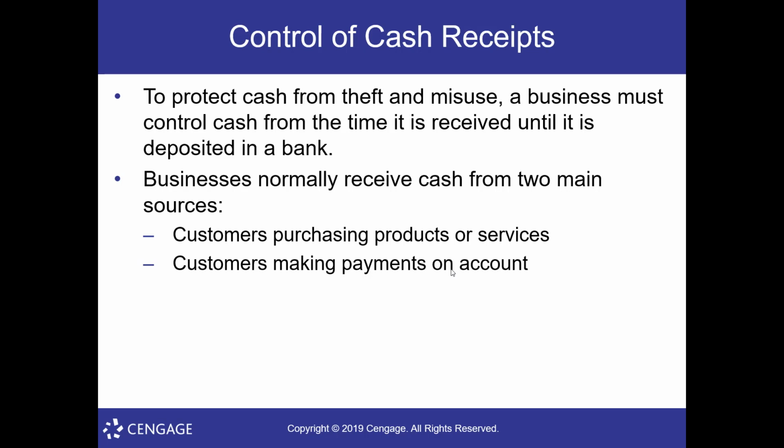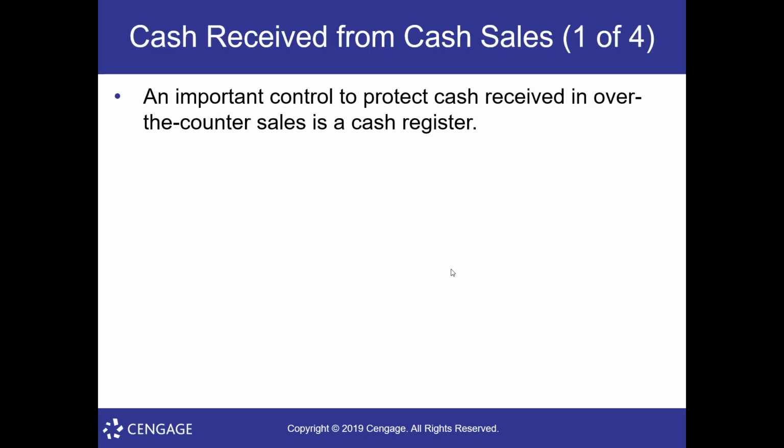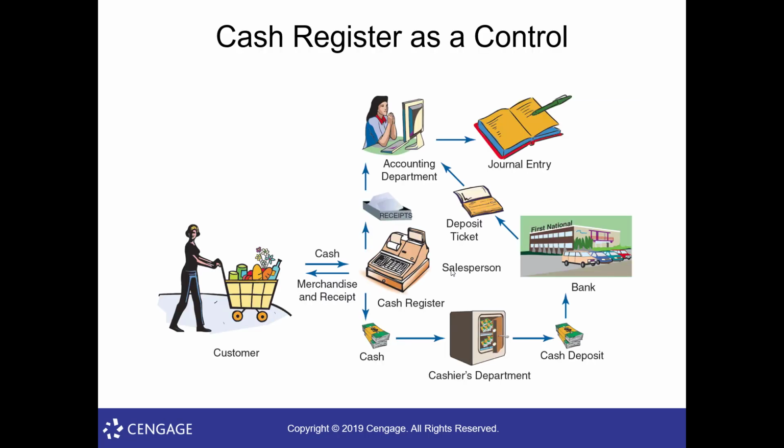Businesses normally receive cash from customers purchasing products or customers making payment on account. An important control aspect is to protect cash received in over-the-counter transactions or cash register. So if you're bringing the money into the cash register, then the receipts go to the accounting department, they make a journal entry, and then if somebody puts the money in the bank account, or the cash goes in the cashier's drawer, which goes to the cash department and then goes to the bank account.